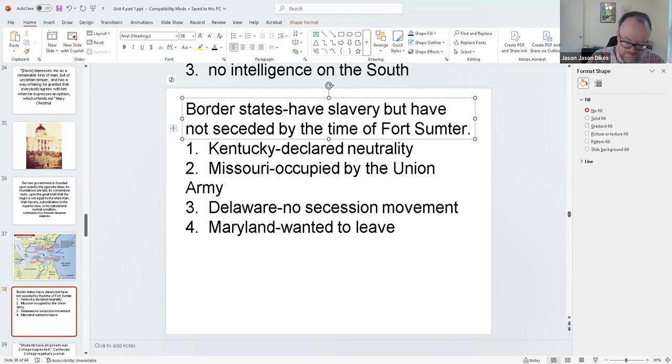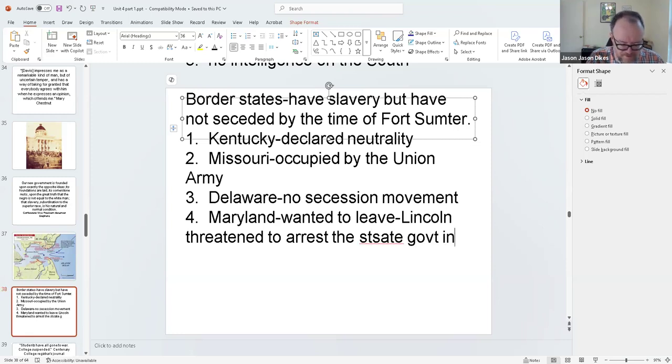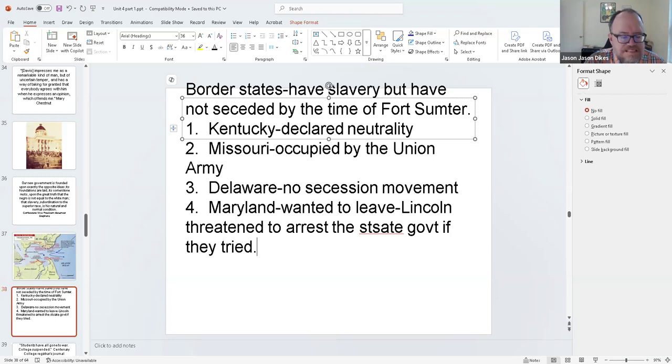Maryland also wanted to leave, but Lincoln threatened to arrest the state government if they tried. And I think you heard me use the phrase bend the Constitution a few minutes ago. That is definitely bending it. But it worked. And in lawsuits after the Civil War, the Supreme Court held up the decisions Lincoln had made.